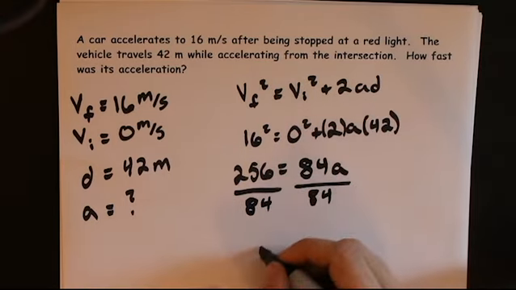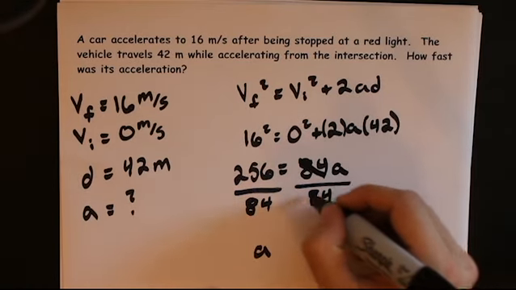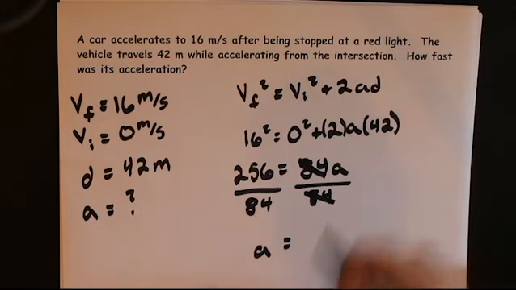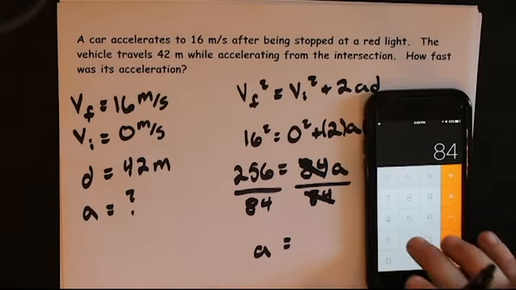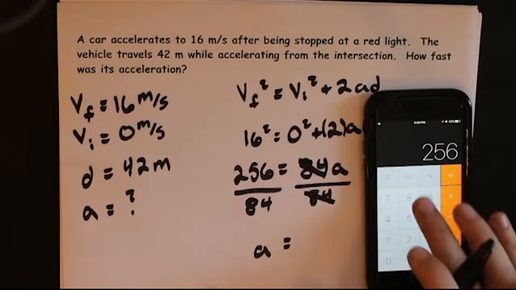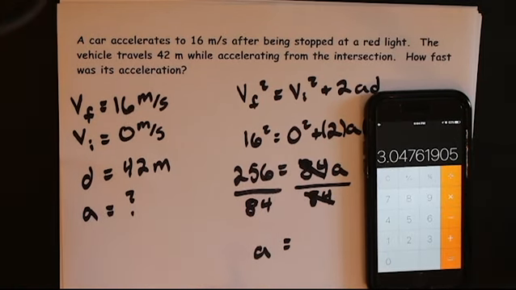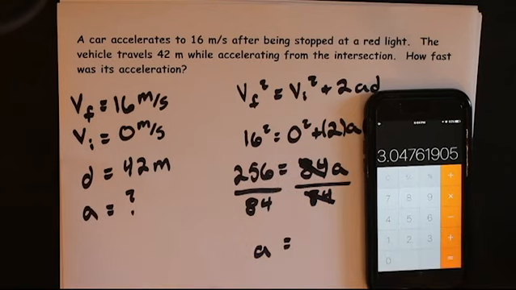And we are left with this part right here is going to cancel out. And so it's 256 divided by 84 will equal A. So 256 divided by 84 equals 3.047 blah blah blah blah. I'm usually only going to go out 2 decimal points.